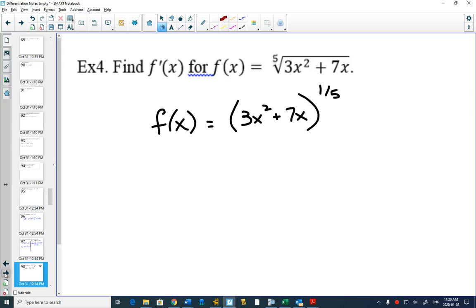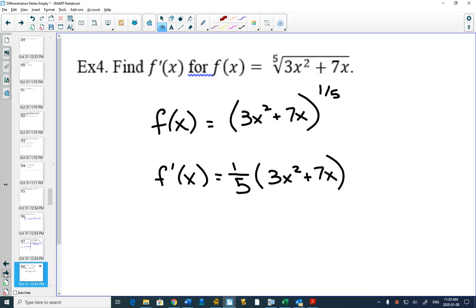And with that exponent of 1/5, now we can see the 3x squared plus 7x inside of a power. So how do we do the derivative with the chain rule? Outside function first. That 1/5 would come out in front. Inside stays the same. Subtract 1. Again, I said you were going to get really good at subtracting 1. And then derivative of the inside.